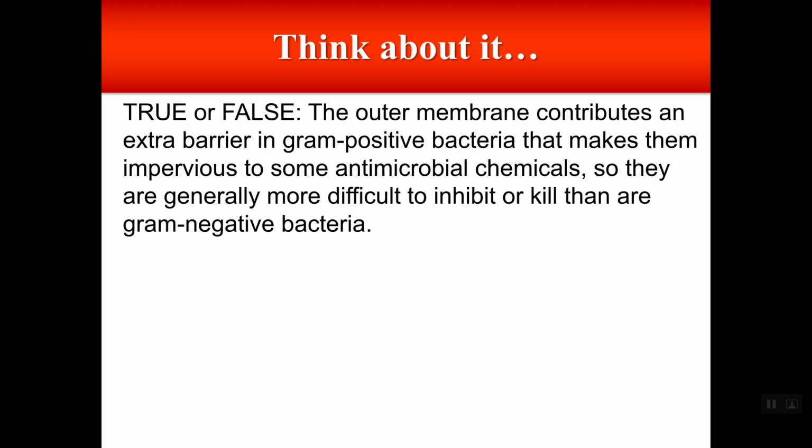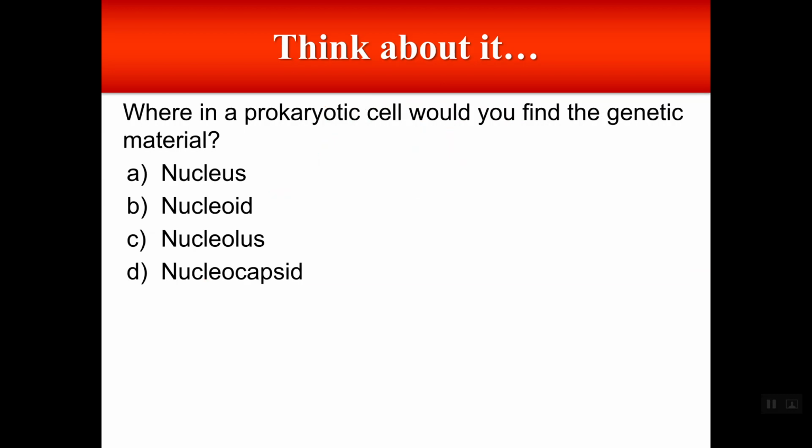Okay, next question. True or false? The outer membrane contributes an extra barrier in gram-positive bacteria that makes them impervious to some antimicrobial chemicals, so they are generally more difficult to inhibit or kill than are gram-negative bacteria. If you think about it, the outer membrane wasn't associated with gram-positive bacteria, that was associated with gram-negative bacteria. So this is in fact a false statement. We could make it true if we just interchanged the words gram-positive and gram-negative in this statement.